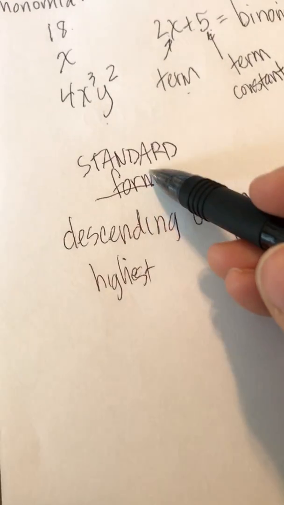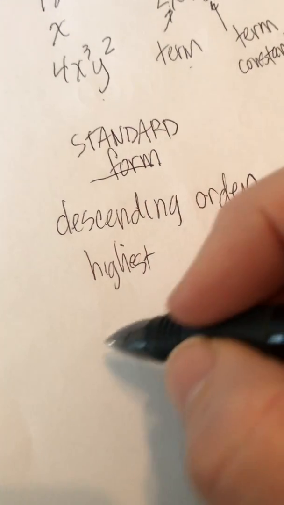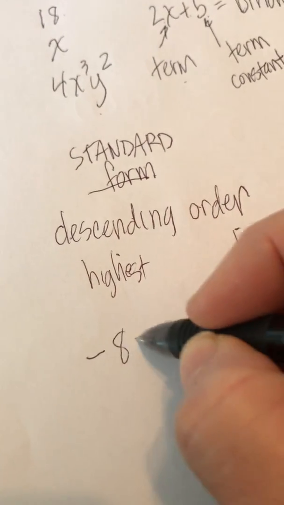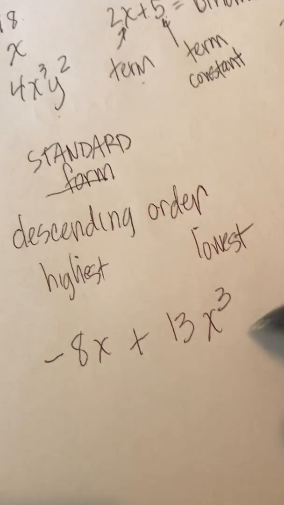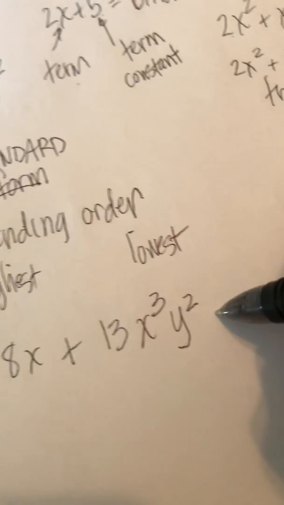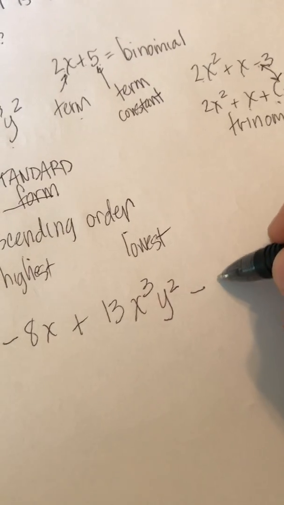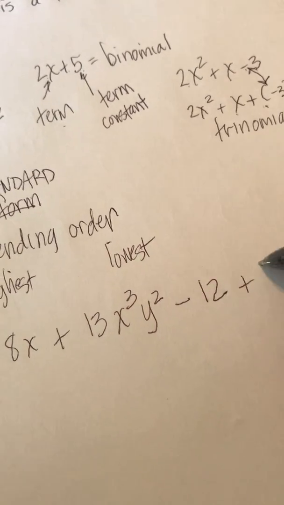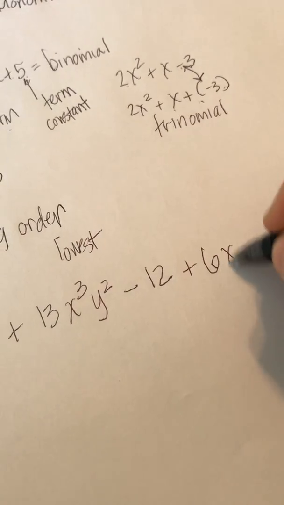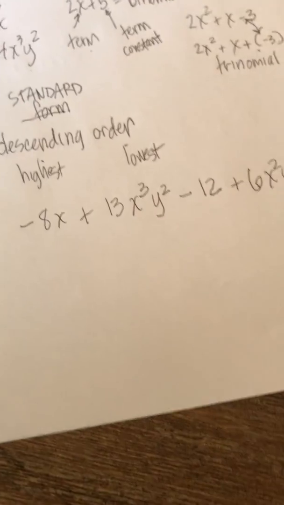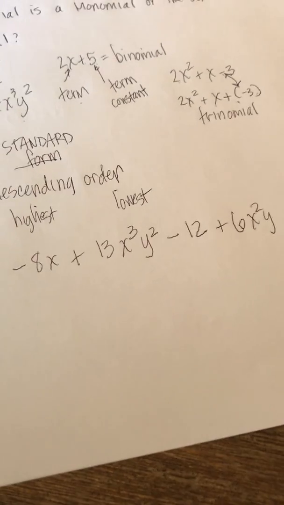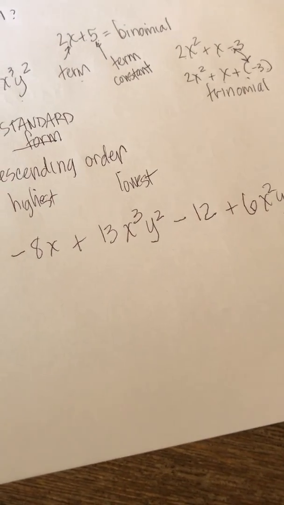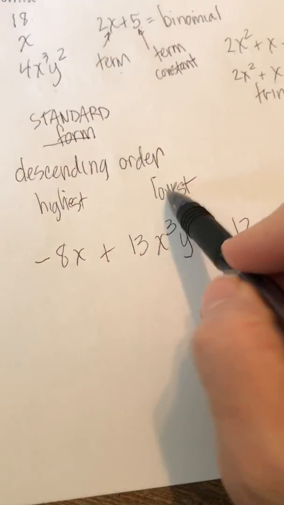So let's make up an example of a polynomial expression that we might need to put into standard form. It might be something like this: -8x plus 13x cubed y squared minus 12 plus 6x squared y. Okay, cool. There's a polynomial. It's a 4-term polynomial, but it's not in standard form. The terms are not organized in a pleasing way from highest to lowest, right?